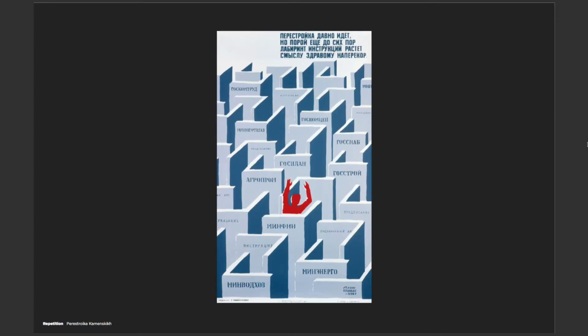Here's another Soviet example that uses strong repetition. And you can see that in the place where the repetition breaks, in this case, that red silhouette, our eye goes right to it. And so it's a great way to create a strong point of focus. Create the repetition and then break it. And that breaking of the repetition will pull us right in.